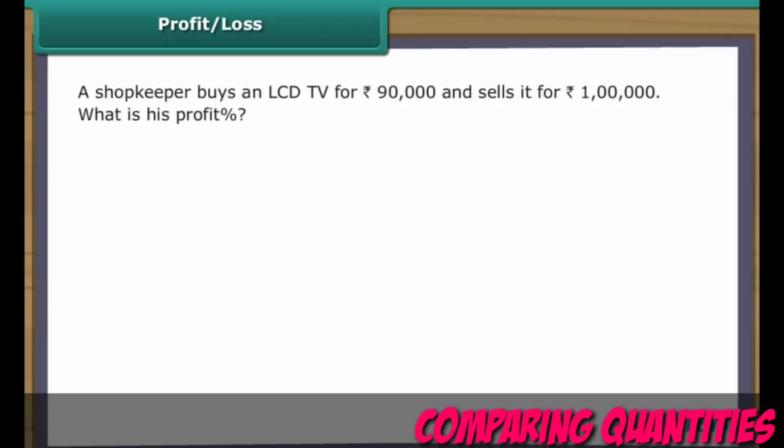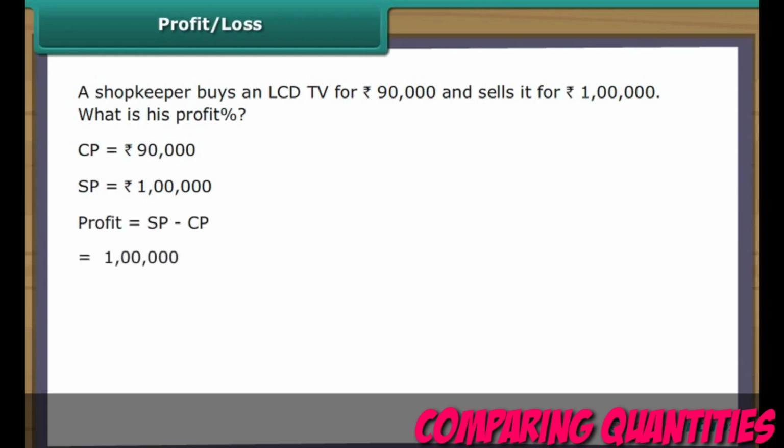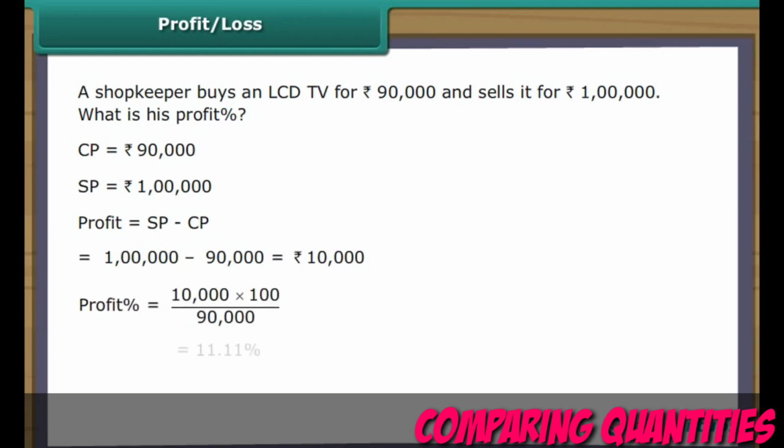A shopkeeper buys an LCD TV for rupees 90,000 and sells it for rupees 1 lakh. What is his profit percent? CP is equal to rupees 90,000. SP is equal to rupees 1 lakh. Profit is equal to SP minus CP, which is 1 lakh minus 90,000, which is equal to 10,000. Profit percentage is equal to 10,000 into 100 upon 90,000, which is equal to 11.11%. The shopkeeper earns a profit of 11.11% on the LCD TV.